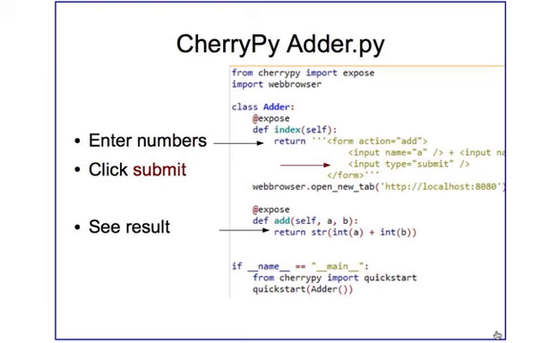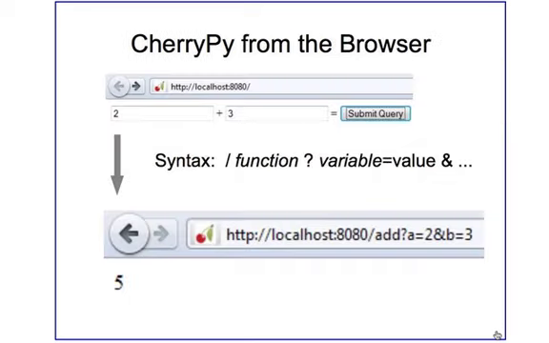This adds 2 numbers when you click Submit. It then returns the result for display in the browser. This is how the program plays in the browser. Enter 2 and 3 and click Submit and the browser displays 5.